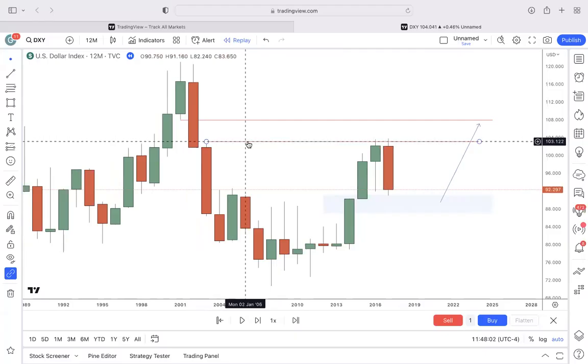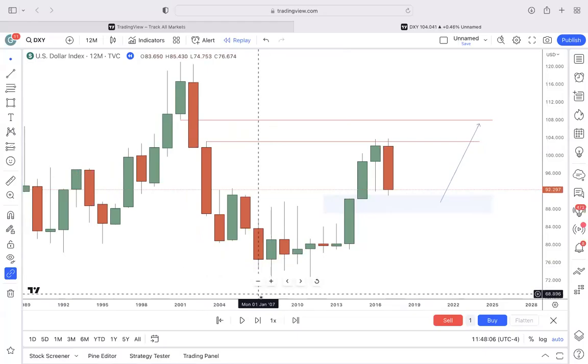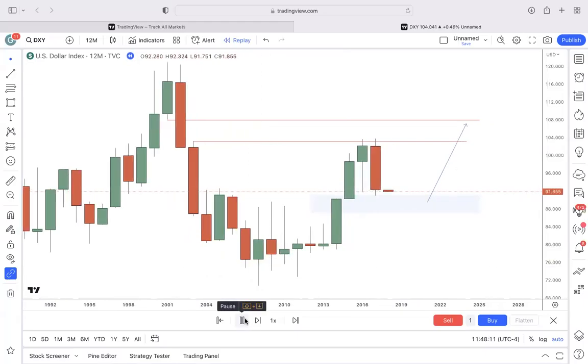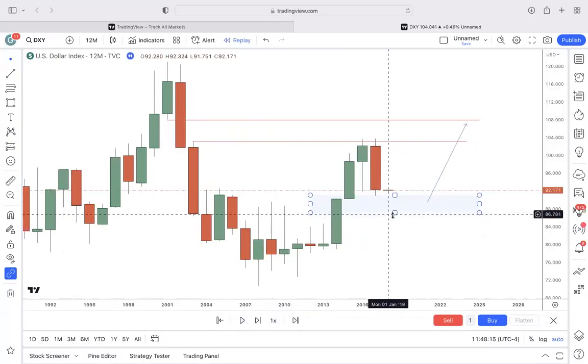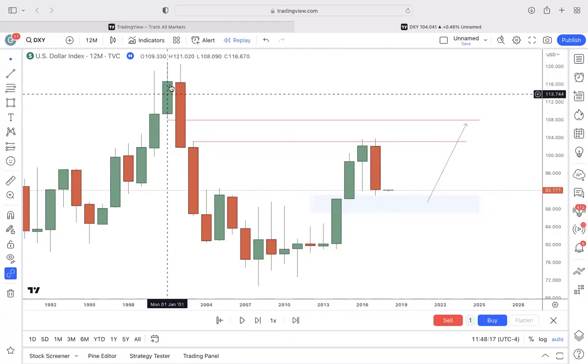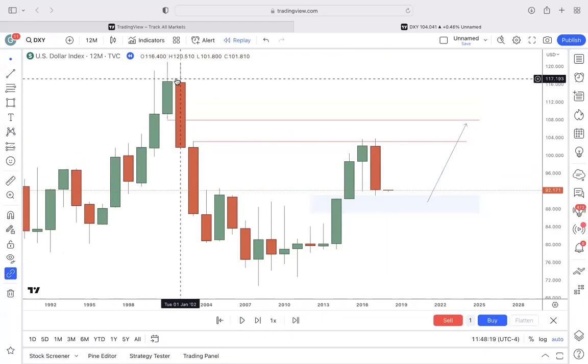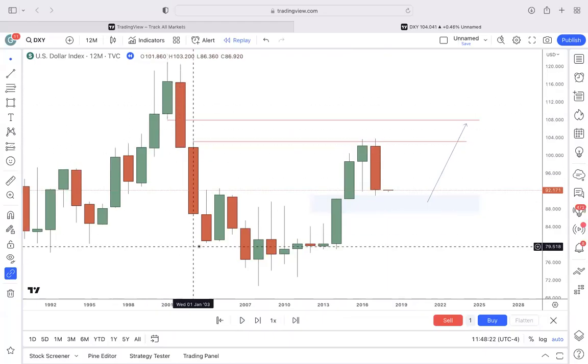This is how ICT called out the bullish dollar all last year. We use the PD arrays for entries and exits. So this would be entry, and then we'd want the exit, the last up close candle here prior to the huge down run.